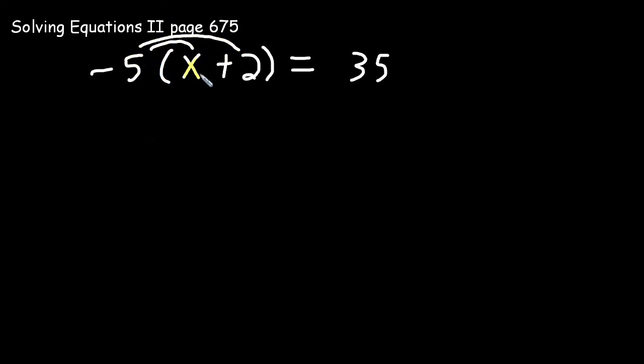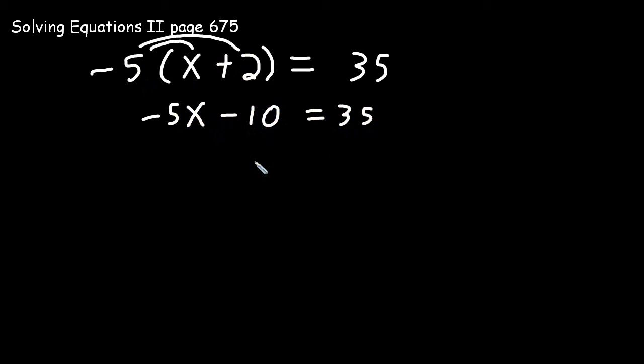When you're removing parentheses, you have to take the negative 5 and multiply it by each item in the parentheses. So negative 5 times x would be negative 5x. Then negative 5 times plus 2 would be a minus 10. And that will equal 35. Okay, so first step, I remove the parentheses. The second step, I want to get x by itself. I need to take care of this minus 10 here.